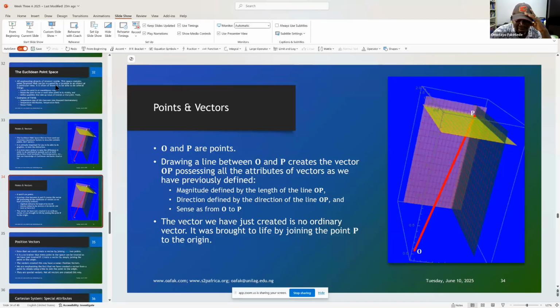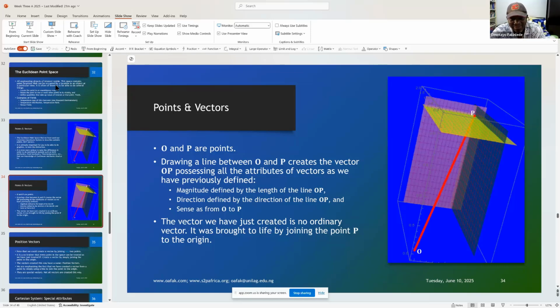The magnitude is defined by the length of the line OP. The direction is defined by the direction of the line OP, and is sensed as from O to P. The vector we have just created is no ordinary vector. It was brought to life by joining the point P to the origin. It's a particular vector.